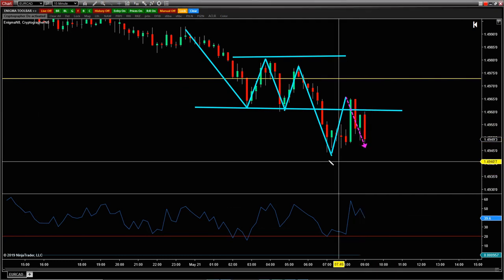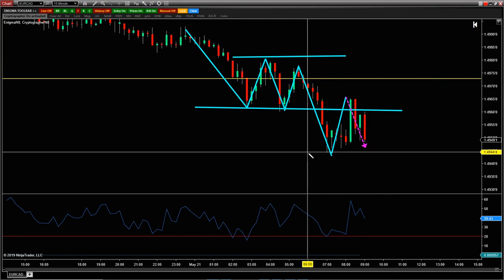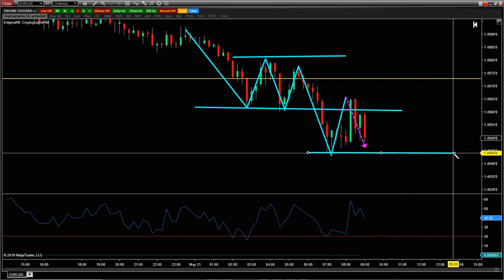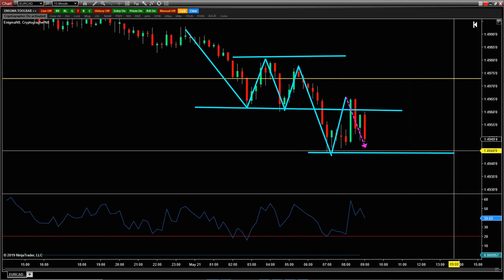What you would do is you would wait for a break of this level, because if we break and close below these lows, essentially it resets the cycle. It confirms that bearish movement. And we can start looking for the same thing again.